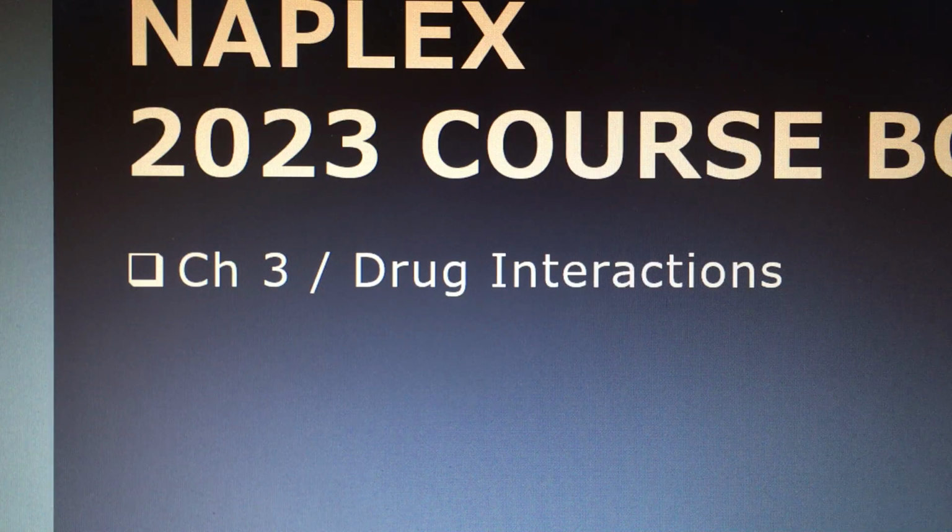Recognizing the problem. So voriconazole is a strong cytochrome 3A4 inhibitor. Simvastatin is a major cytochrome 3A4 substrate. Voriconazole will increase the simvastatin level, increasing risk of muscle toxicity and rhabdomyolysis.